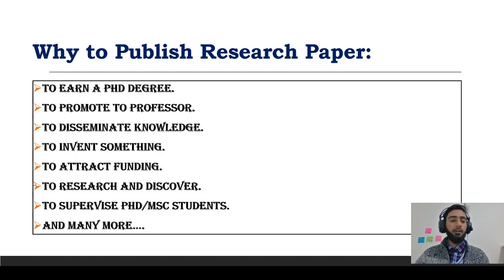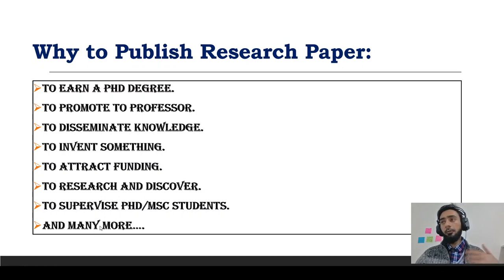So, what are the reasons for the publication? There could be plenty of reasons. The first and the foremost reason is to earn a PhD degree or a master's degree in some case, and to get promoted to professor, to disseminate knowledge, to invent something, to attract funding, to carry out research and discover, to supervise PhD students, MS students, and many more.